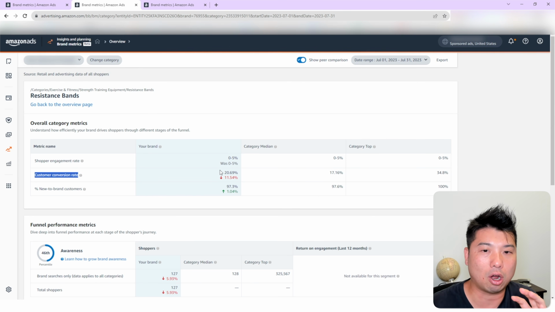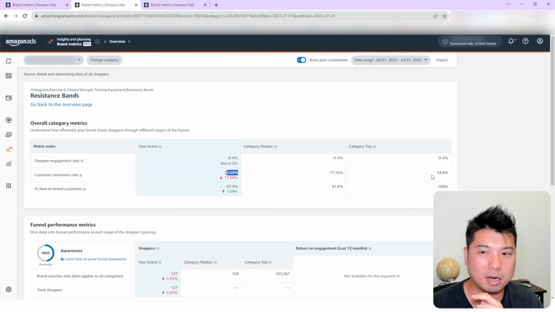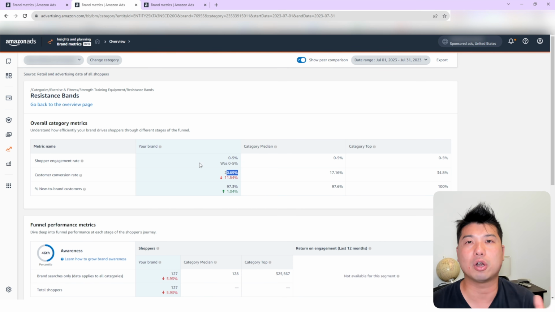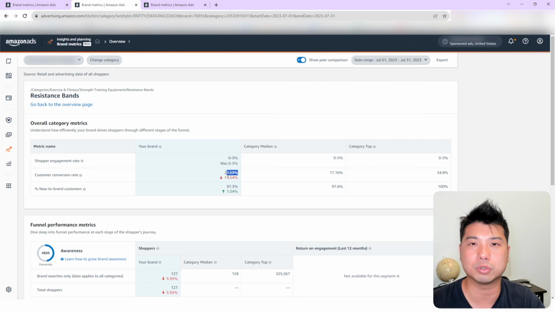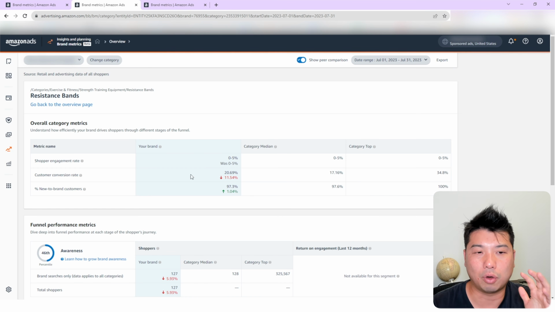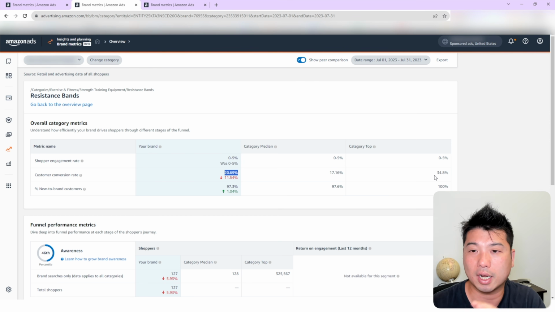This tells me that we are right now at 20%. It did decrease somewhat. We are still higher than the category median, but we are still much lower than the category top. So that gives us an idea that there is more room to increase our conversion rate, whether it's by listing optimization, better pricing, a better offer, or better creative. That would include videos, A+ content, and product listing photos to educate the consumer, right? I think that's a way you could look at it. Not a cause for concern because we are better than the median, but we still have a long way to go to get to the category top.